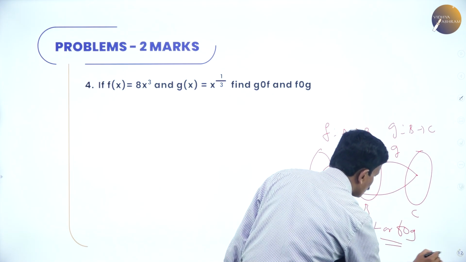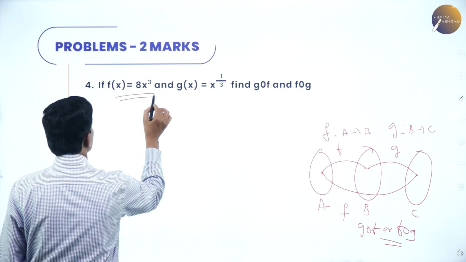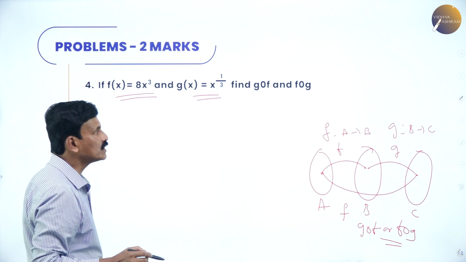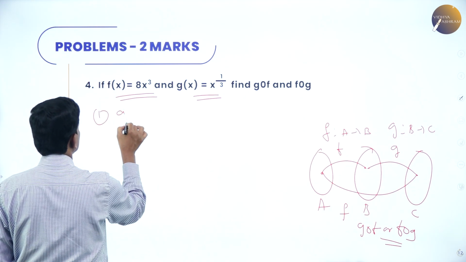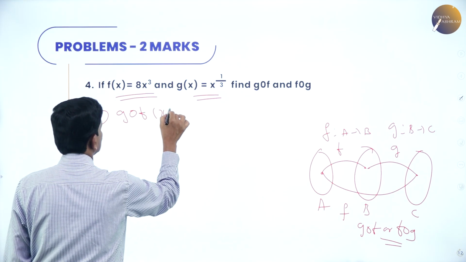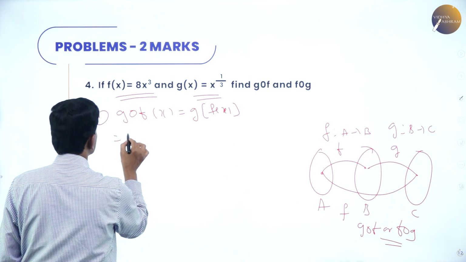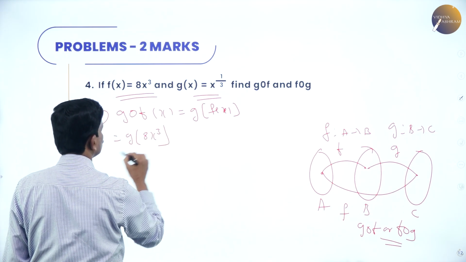This is called the composition of a function. Now let us come to this. What is given? If f of x is equal to 8x cube, g of x is equal to x to the power of 1 by 3, find g naught f and f naught g. Now let us come to the first one, g naught f of x. g naught f of x is equal to g of f of x. So this is g of, what is f of x? f of x is 8x cube.